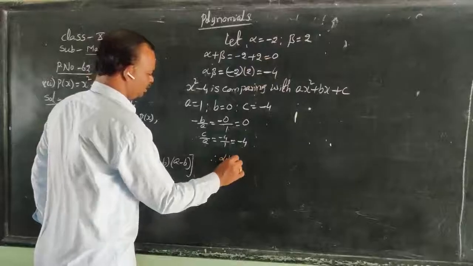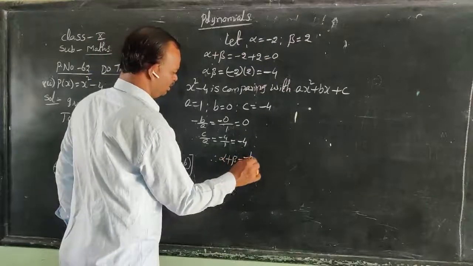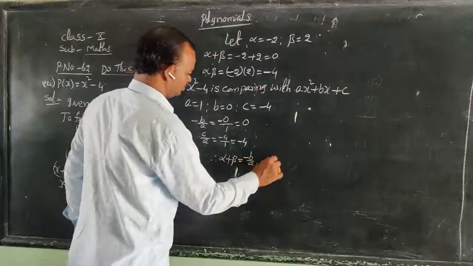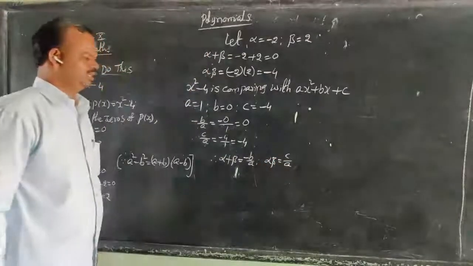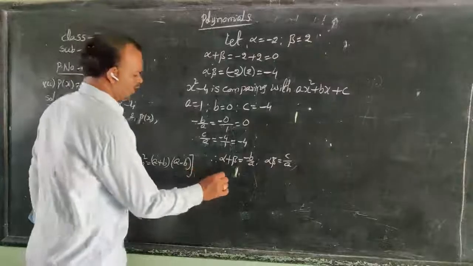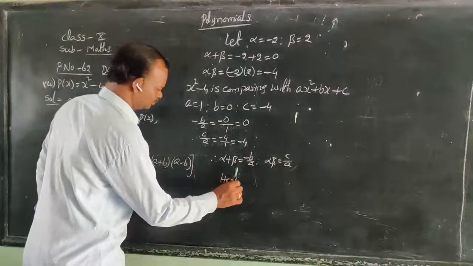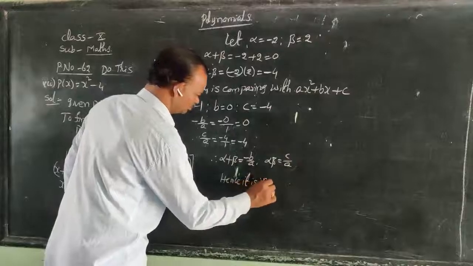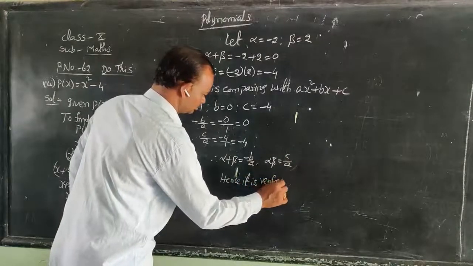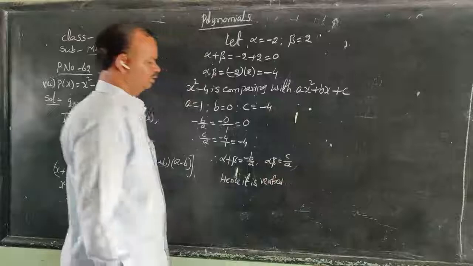Therefore alpha plus beta is equal to minus b by a, and alpha into beta is equal to c by a. Hence it is verified.